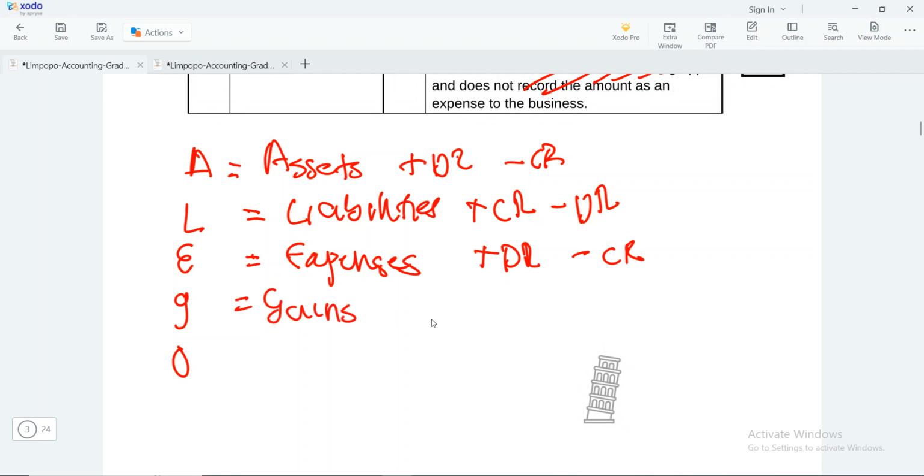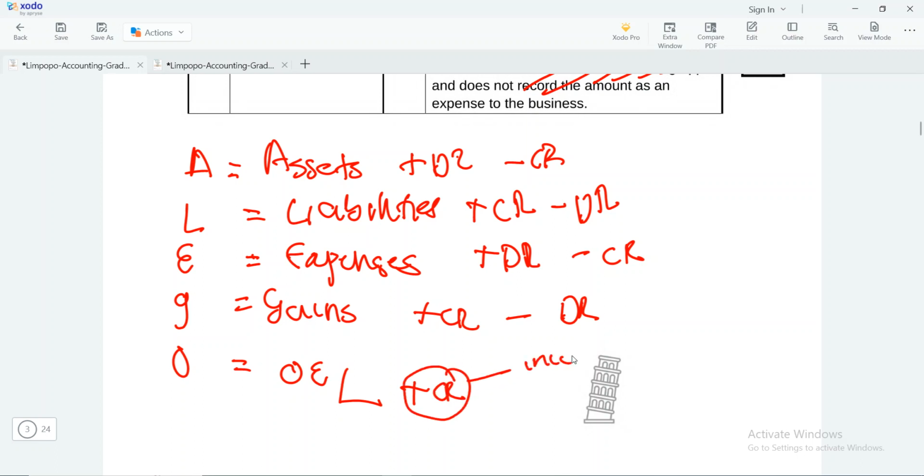Our gains, we know that they increase on the credit side and decrease on the debit side. And then from there we have owner's equity. Owner's equity, we know that it's going to increase on the credit side. It will be increased by our incomes. It will be increased by also capital, and we know that it decreases on the debit side. It will be decreased by our expenses. When we have expenses, our owner's equity will decrease, and it will also be decreased by drawings.